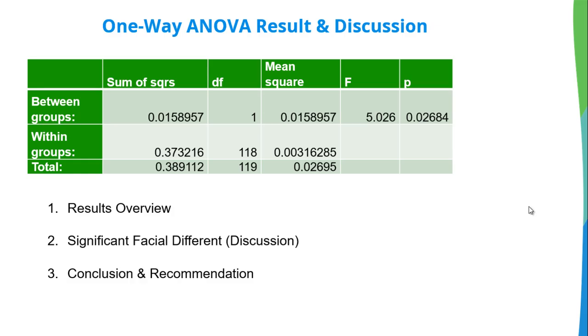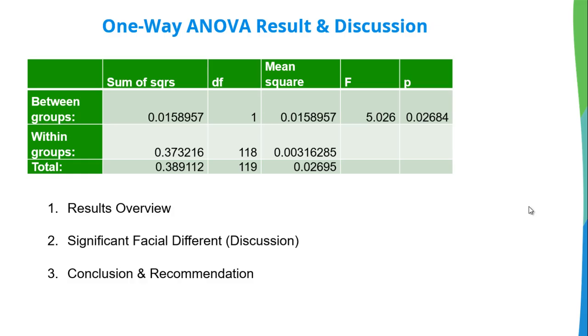This value suggests that there is a significant difference in the anatomical facial features between the two groups. That's what it means, and it is very simple to understand. Looking at the p-value, it is significant at approximately 0.0268, which is less than the conventional threshold of 0.05, indicating that the differences observed in the facial features between the two groups are statistically significant.